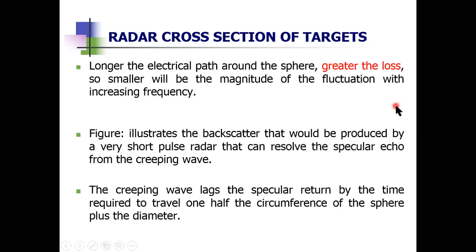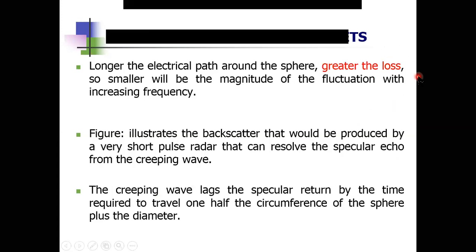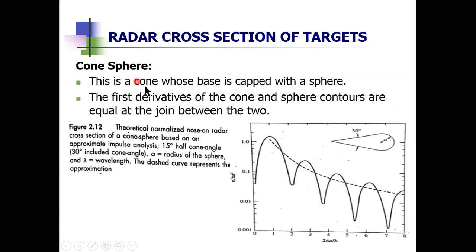The second simple target is the cone sphere. The cone sphere has a base which is capped with a sphere, so the sphere looks like a cap on the cone. The sphere is the simplest one because from whichever side you see it, it is the same. But with the cone sphere, this side is different, and that side is different.